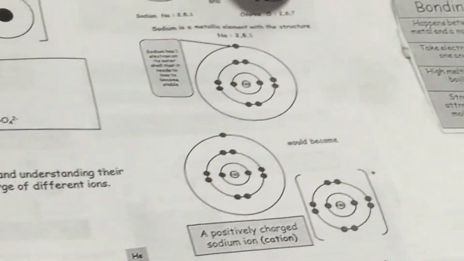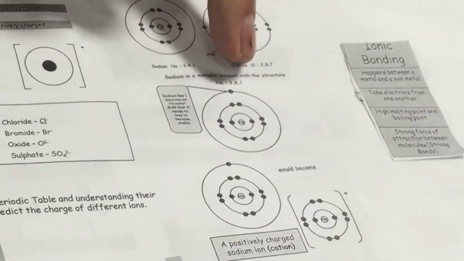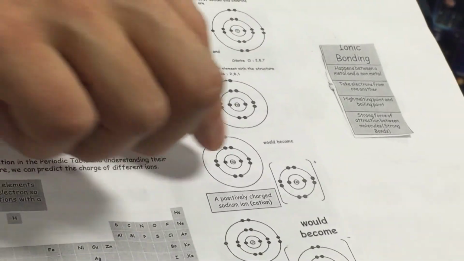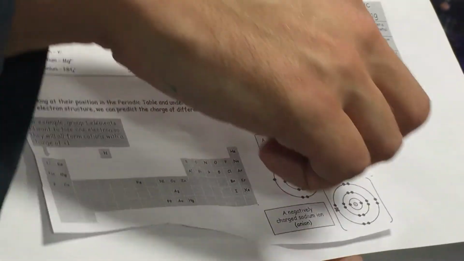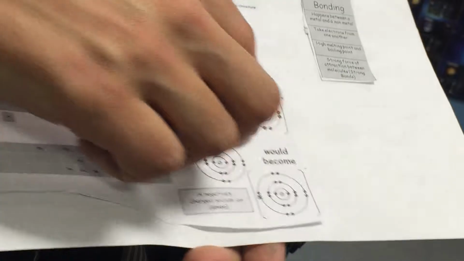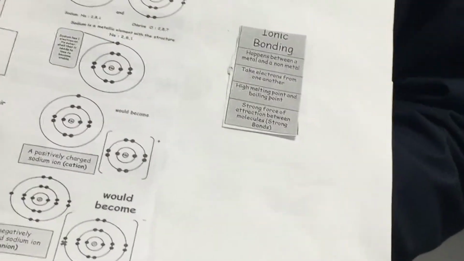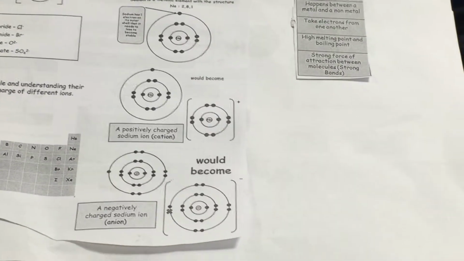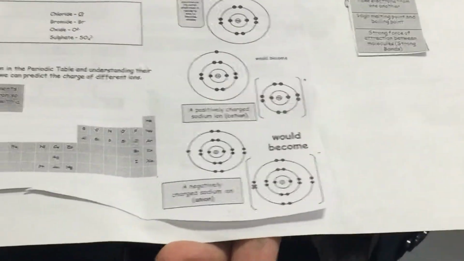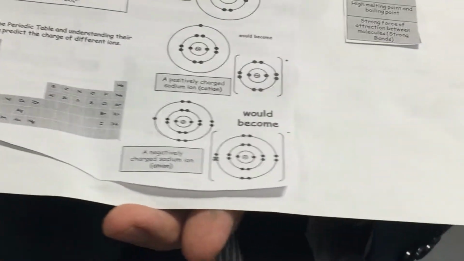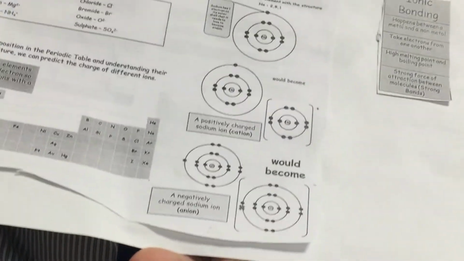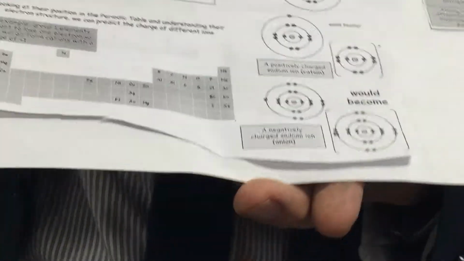Sodium is a metallic element with the structure 2,8,1. So that becomes the one in brackets there. It's got brackets around it to show it's an ion. And outside the bracket, what symbol have they put there? Plus symbol, to show that it's a plus ion. If it had lost 2 electrons, they'd have written a plus 2 outside the bracket.